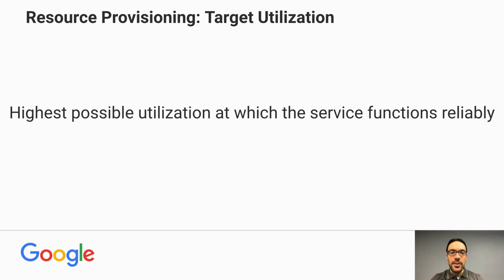The target utilization is defined as the highest possible utilization that allows the service to function reliably. When provisioning a resource for a service, if the resource utilization is low, the service is inefficient because it has more resources allocated than it needs and resources aren't free.